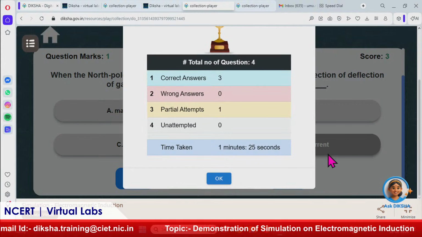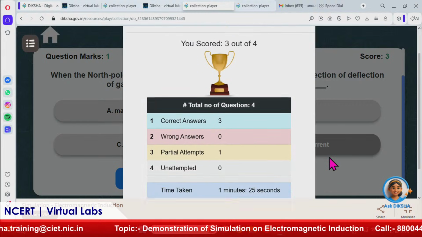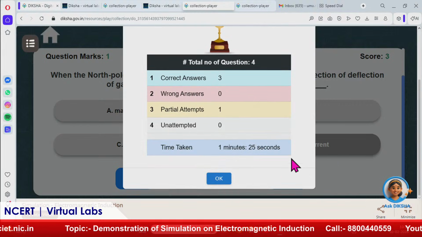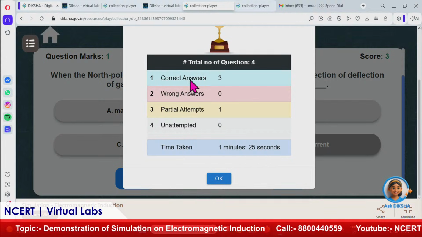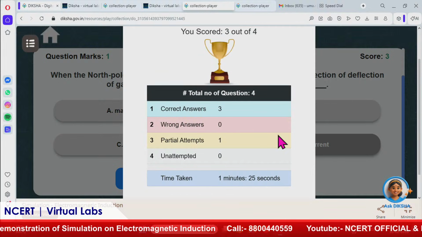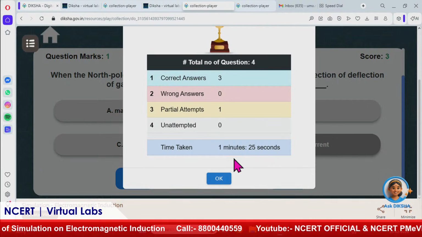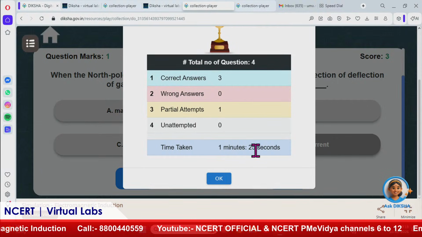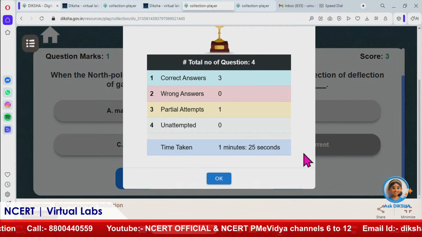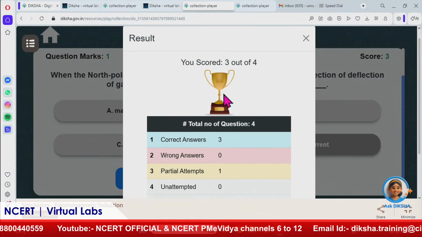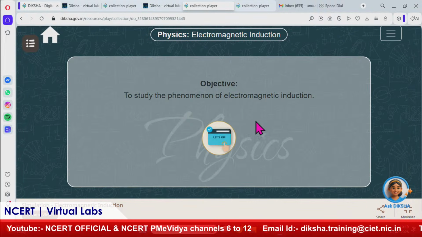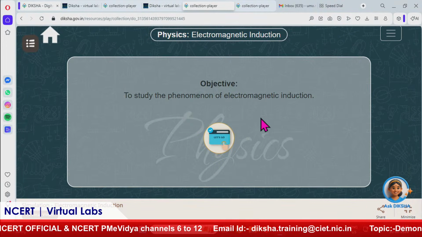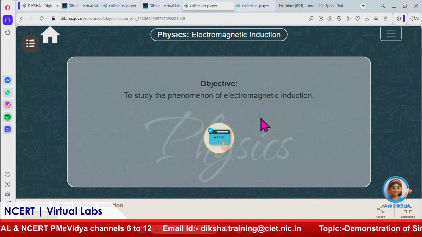When this kind of quiz is conducted in a class of 40 or 50 students, by seeing this they will have a very proud feeling that they have completed this entire quiz in 30 seconds or 1 minute, or that all the questions are correct, and they will get this kind of cup. This is a very good feature which I found very interactive in this case.